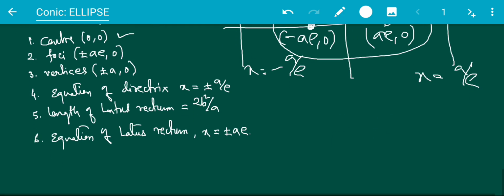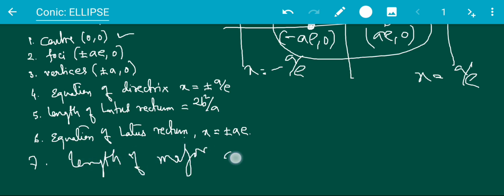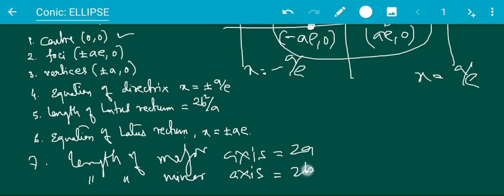Now two things that I have not mentioned here. The length of the major axis is twice a, and the length of the minor axis is twice b. So this is what the ellipse has.